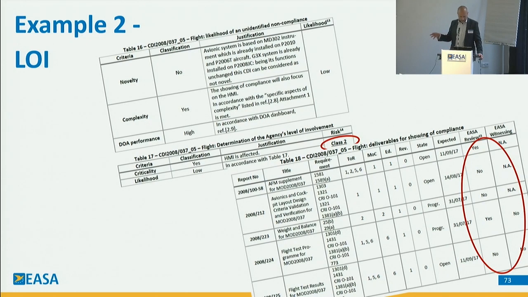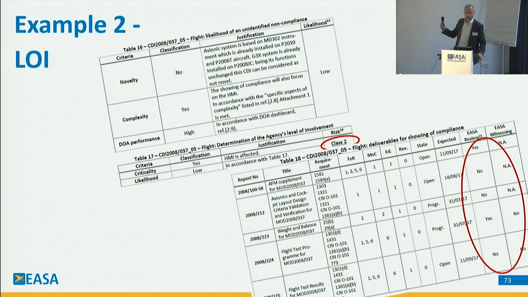In the same project, another CDI, so I just have here the result of the assessment. In this case, the risk class was 2, and you can see that they have made a proposal regarding the involvement of the agency. So the first line, the AFM supplement, has been proposed for EASA review, and also the flight test program is for EASA review.